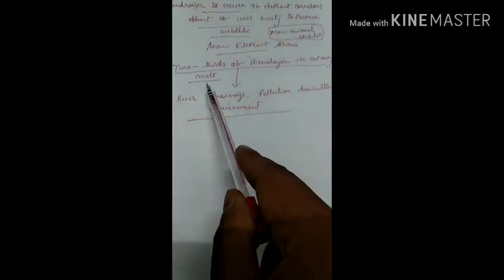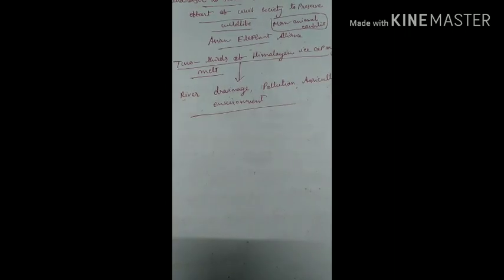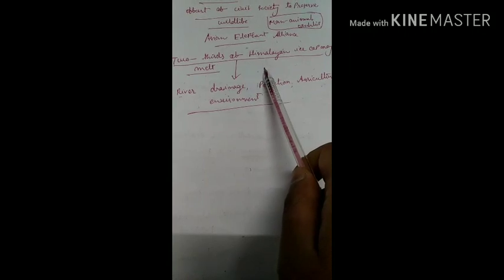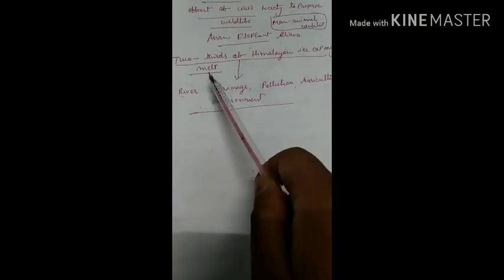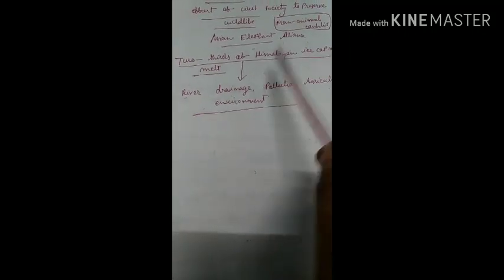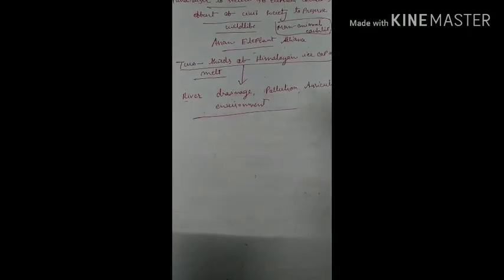Another important article: two-thirds of the Himalayan ice cap may melt. This is an important article, on what happens if the Himalayan ice is melted. What will be the impacts on India's river drainage, pollution, agriculture, and environment? What should be the international effort to prevent this ice melting? Try to find out these things from these two articles.